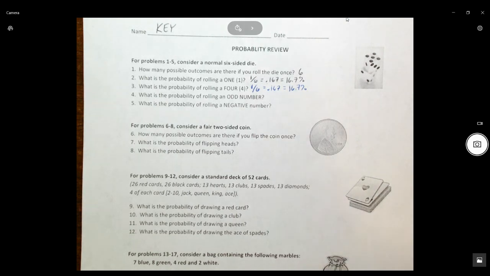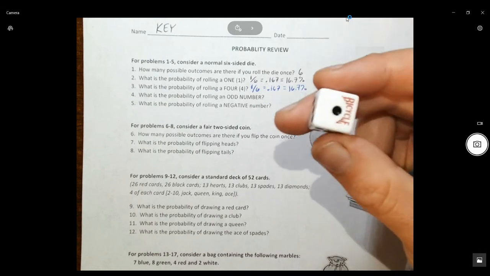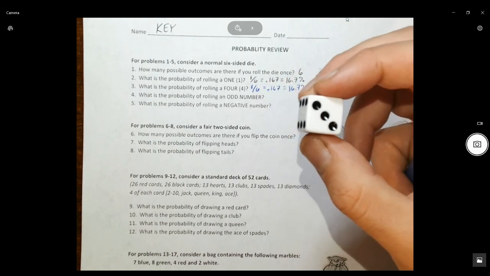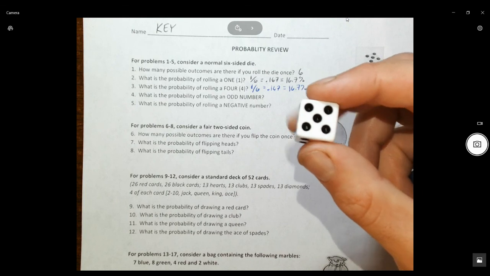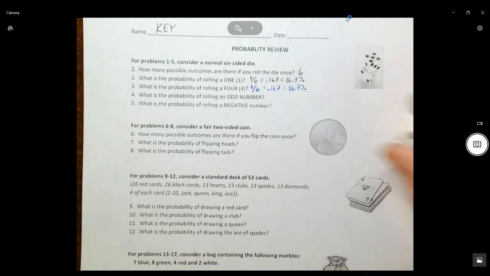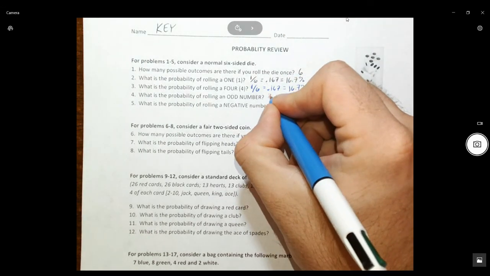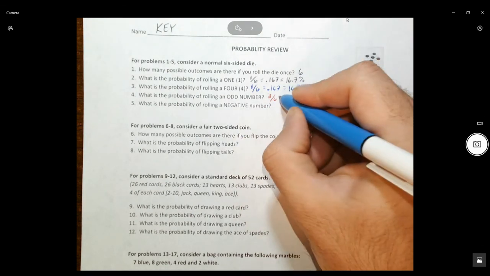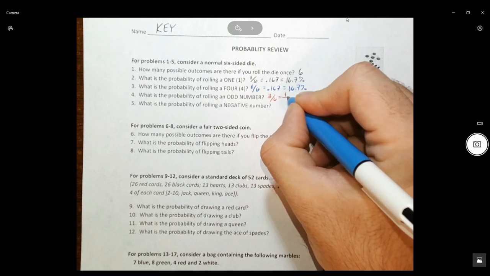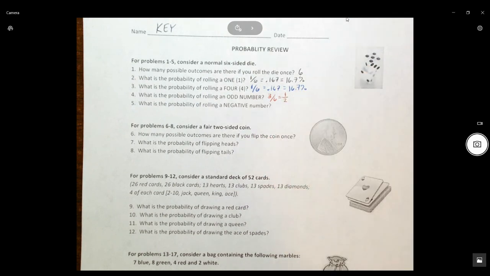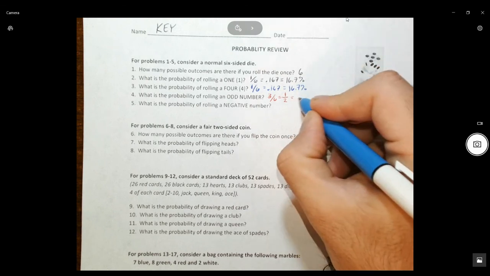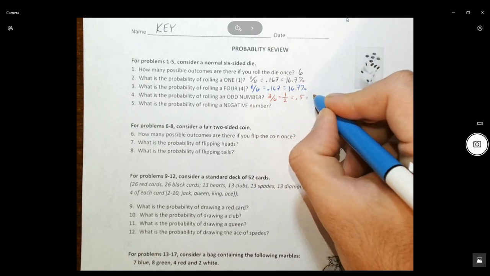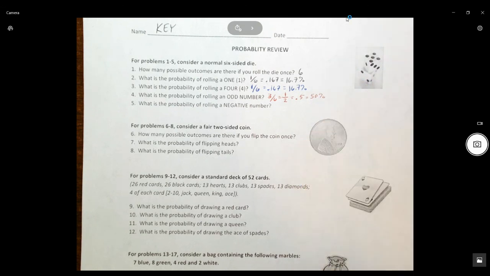Okay, for number 4, what is the probability of rolling an odd number? So if you look at the dice, you have 1, which is odd. You have a 3, which is odd, and you have a 5, which is odd. Okay, 2, 4, and 6 are even, so we don't want those. So we have 3 different odd numbers out of the 6. Okay, so that's a fraction. That's not a simplified fraction, though. So it's always a good idea to simplify this down. 3/6, we know, simplifies to 1/2, which as a decimal is 0.5, which as a percentage is 50%. So you have a 50% chance of getting an odd number.